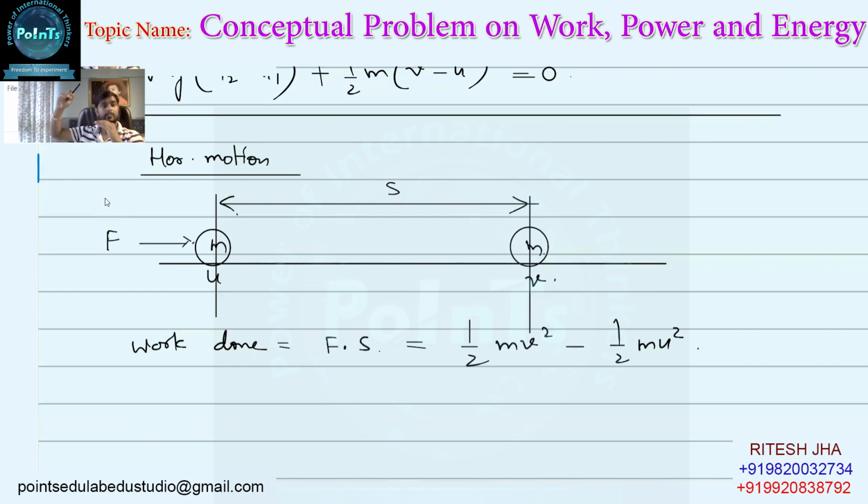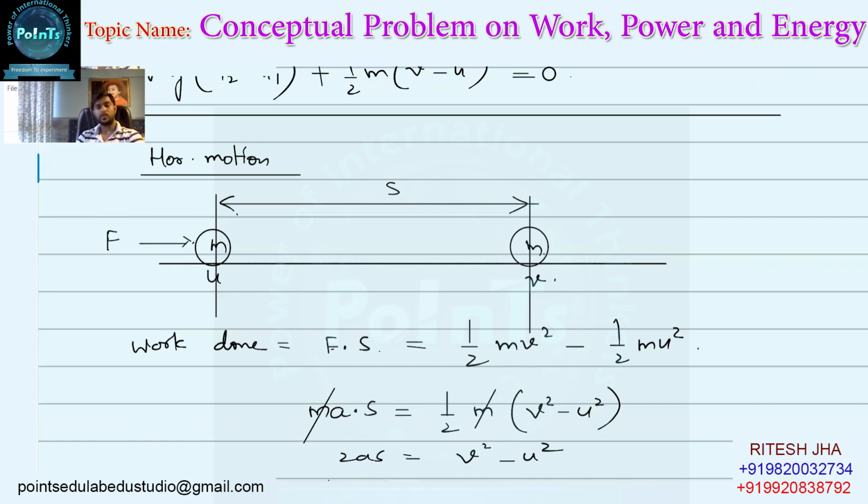It is changing the height. You're getting it, right? Okay. So work done is this thing. What is F, by the way? F equals ma, and ma times s equals half m (v square minus u square). If I cancel m and write 2as, it is v square minus u square. That is the very famous equation, v square equals u square plus 2as, and it is being satisfied here also. You got it, right?